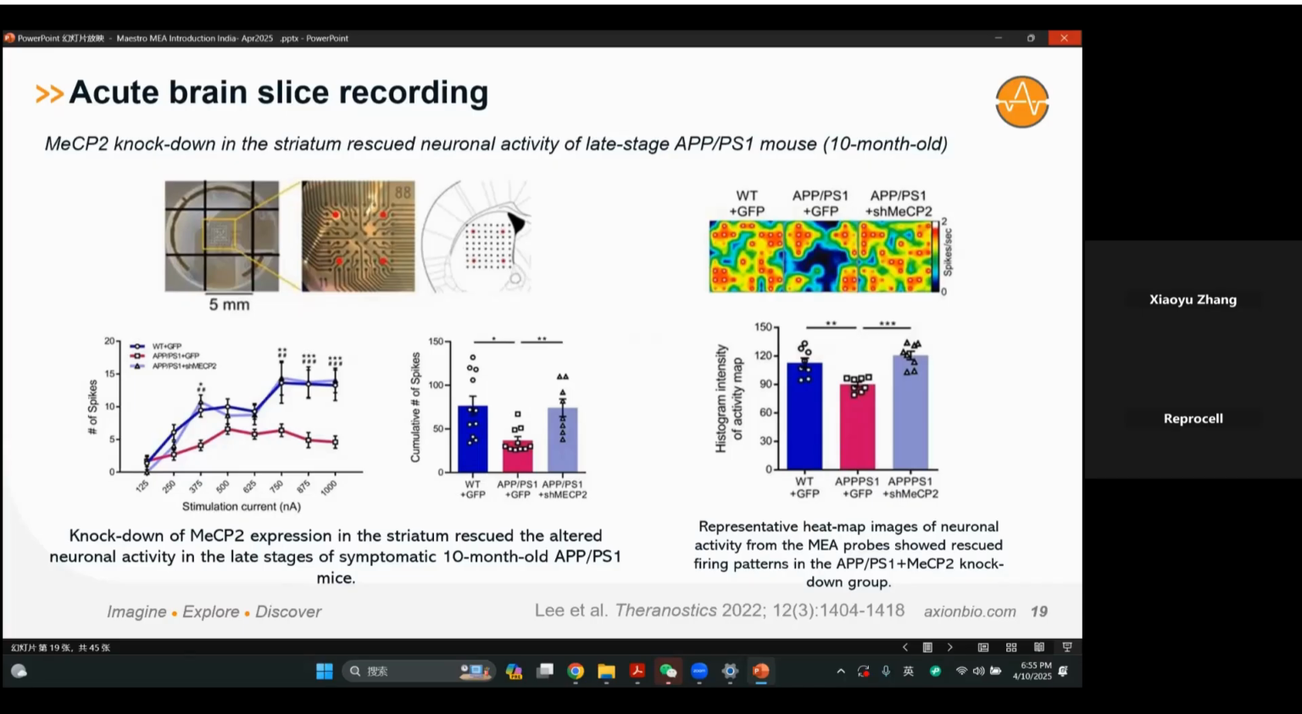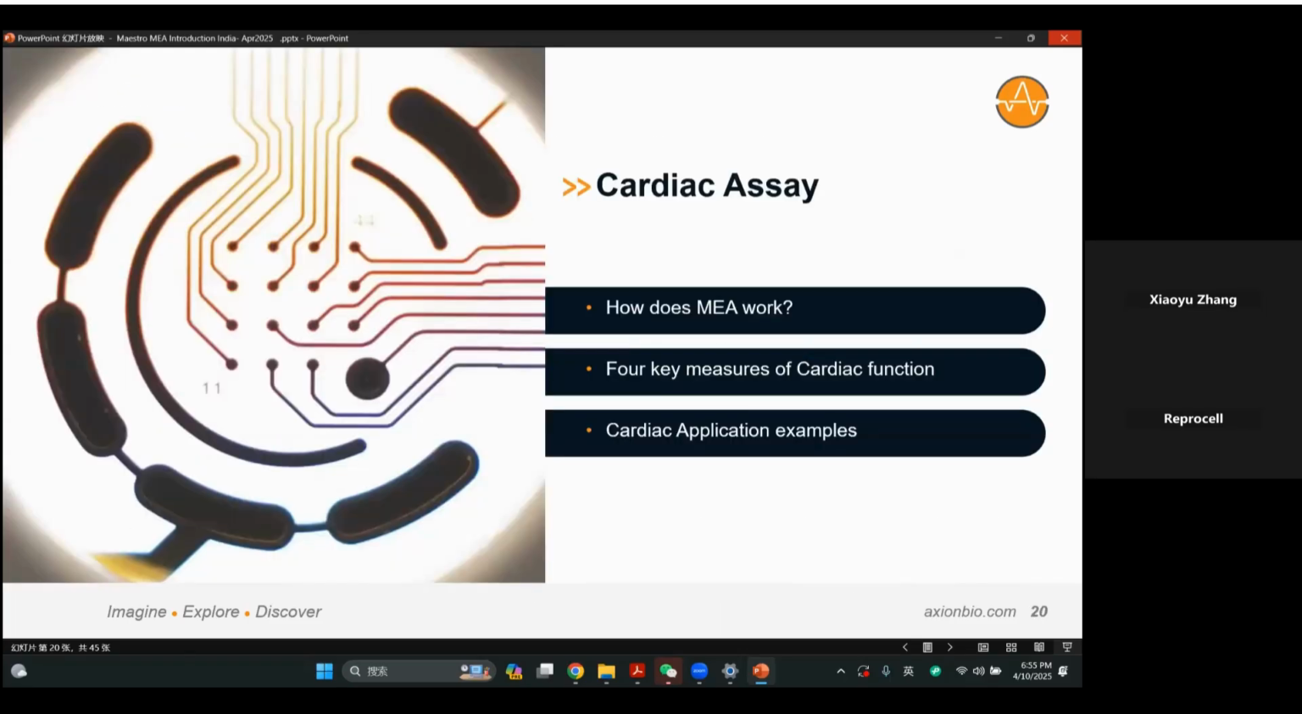Okay, that's all for the first part, the neuron axis of MEA. So now let's move on to the cardiac axis with MEA. We will also talk about how it works to detect cardiac electrophysiology signals, the 4 measures of cardiac function, and I will also give a few examples.